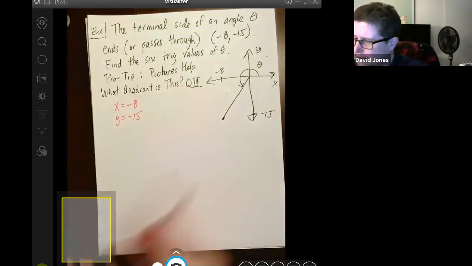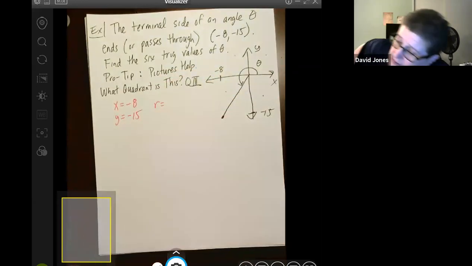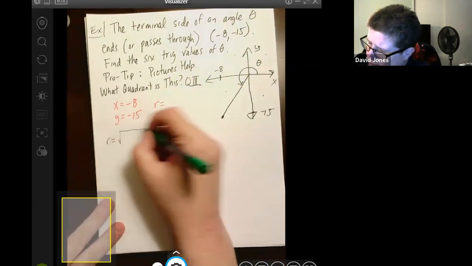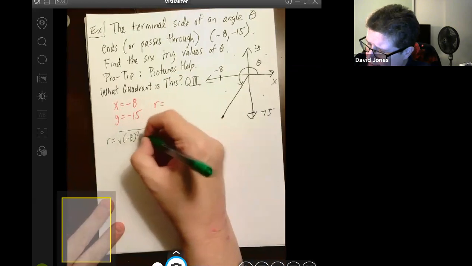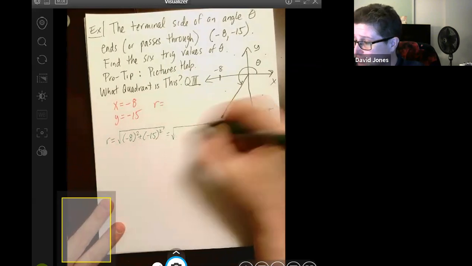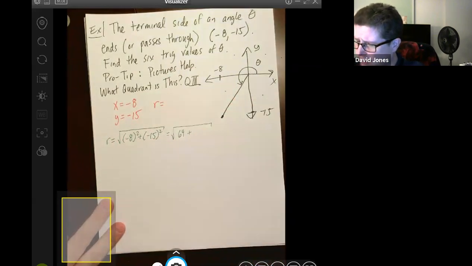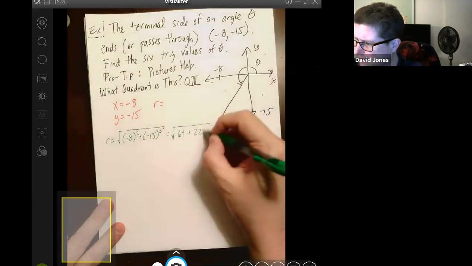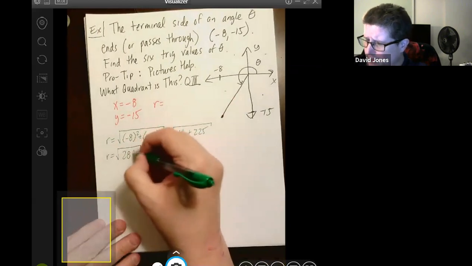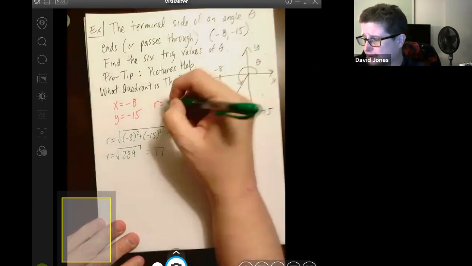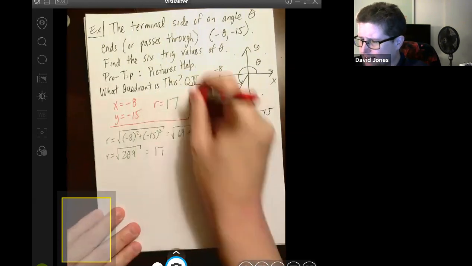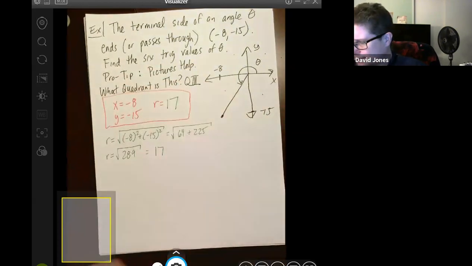If we want to find R, well, let's do some work. R is the square root of -8 squared plus -15 squared. The negative goes in the parentheses. This is 64 plus 225. So R is the square root of 289. Slap that in a calculator and it's 17. I'm going to put a box around that because I'm going to need those to do my 6 trig angles.